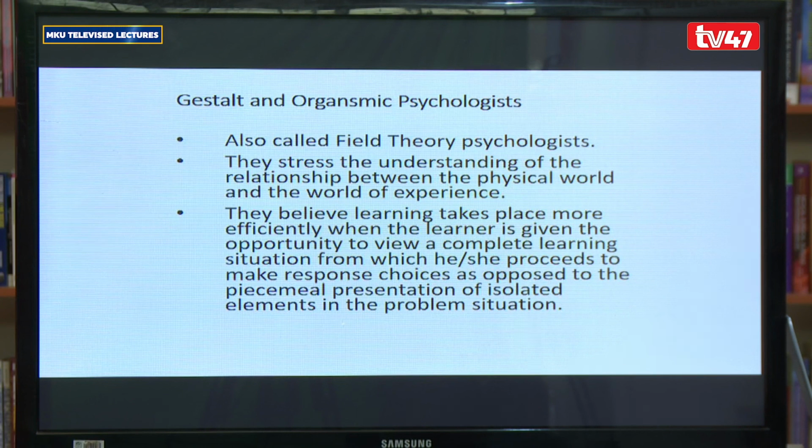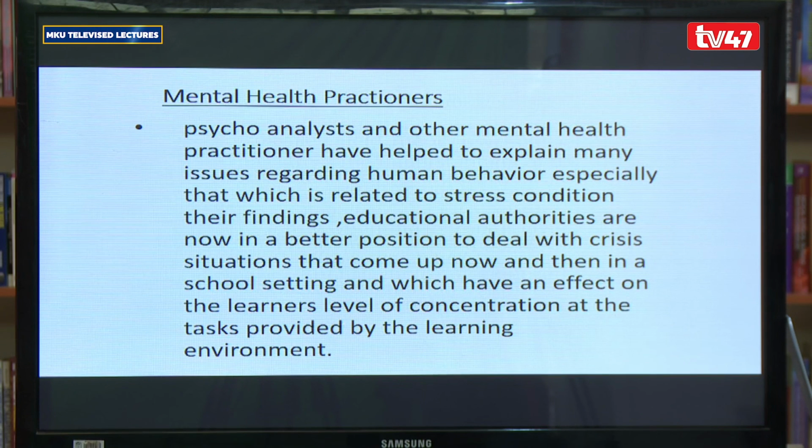These are also called field theory psychologists. These ones stress the understanding of the relationship between the physical world and the world of experience. They believe that learning takes place more efficiently when the learner is given the opportunity to view and to complete the learning process. And therefore, the learner should make the choices that will determine the learning process. That is problem solving.